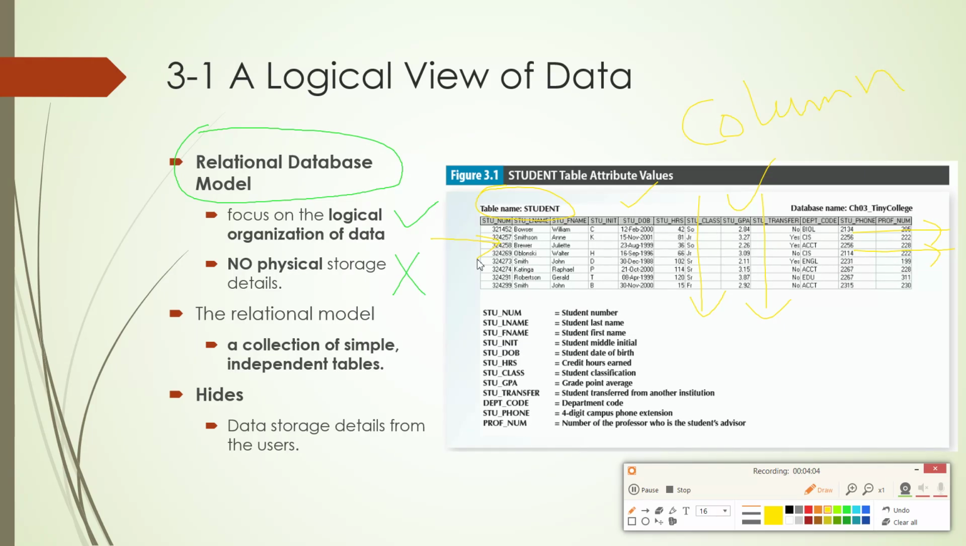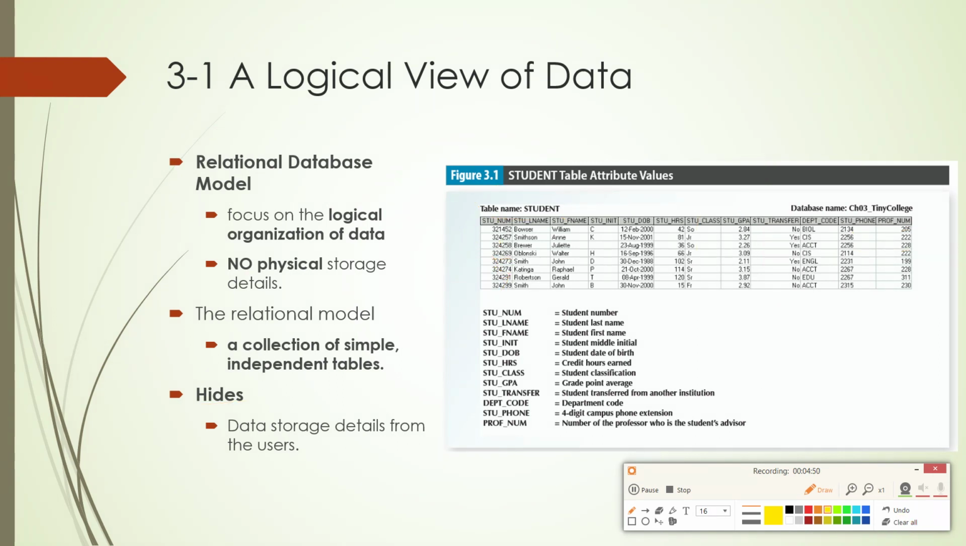So here we have around 11 records, 11 rows. So this logical representation is storing 11 students' data in the form of rows and columns. And this rows and columns representation of data is called a table. The advantage of this is that it hides the physical storage details from the user. The user is not concerned with how this data is stored inside the computer.